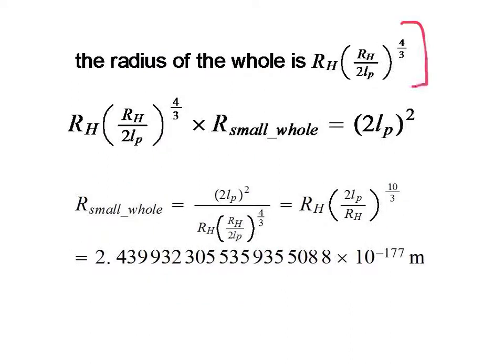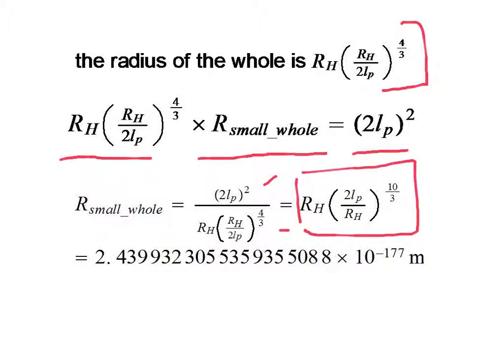We'll take the radius that we just calculated for the whole hyperverse and again insert it into a geometric mean relationship, which should make sense because it started at the same time the whole universe did. So the whole radius times what we're going to call the small whole would be equal to the initial radius squared. And we work it out. We find a very small radius, r sub h times 2 Planck lengths divided by r sub h to the 10⁻³ power, and that comes to about 2.4 times 10 to the minus 177 meters.